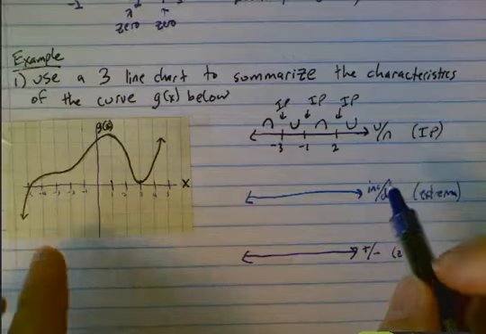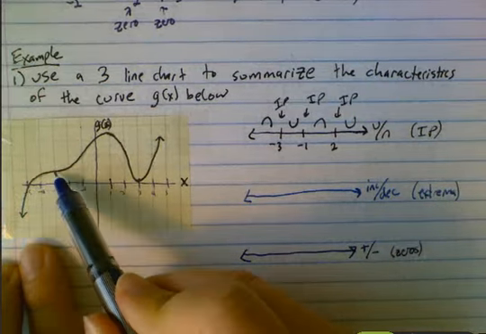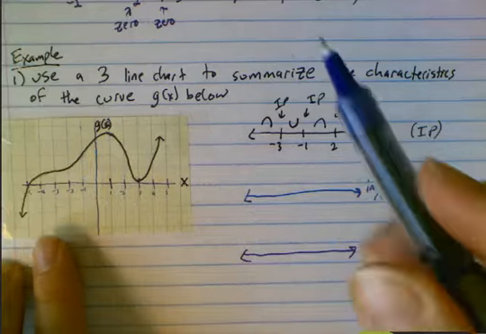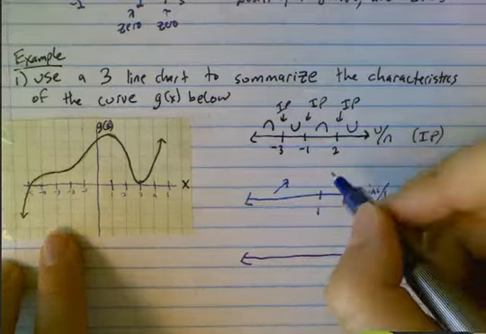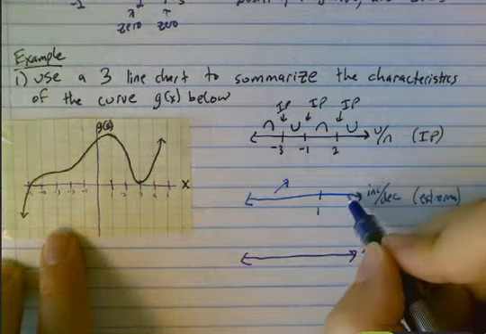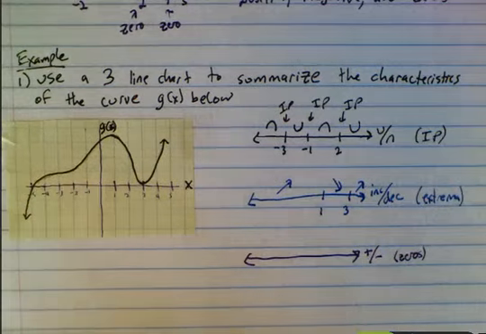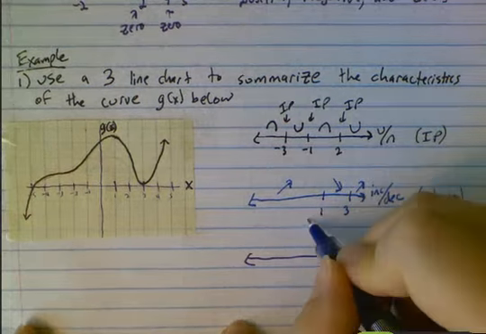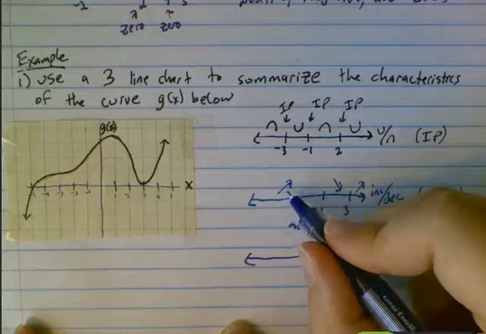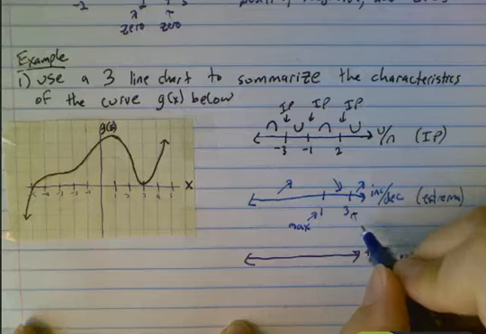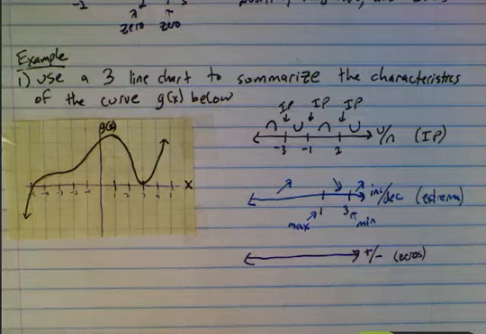Now for the extrema, that's increasing and decreasing. So g of x is increasing, increasing, increasing up until we get to where x equals 1. Decreasing until x equals 3. And then increasing again after that. That means we've got a maximum when g of x switches from increasing to decreasing, and a minimum when g of x switches from decreasing to increasing.